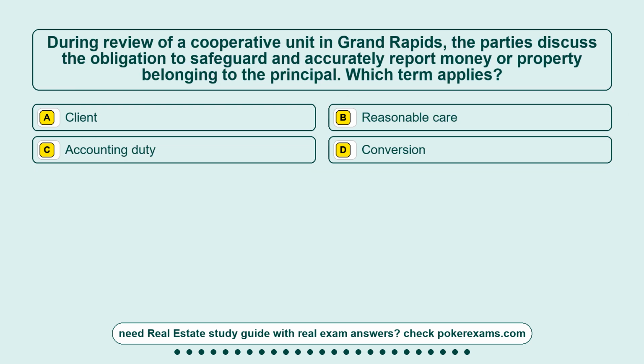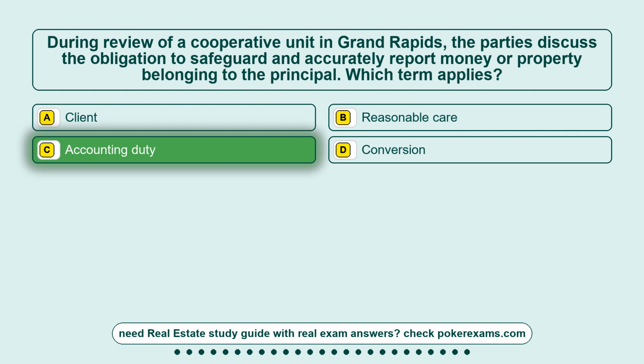Question 11. During review of a cooperative unit in Grand Rapids, the parties discussed the obligation to safeguard and accurately report money or property belonging to the principal. Which term applies? Option A, client. Option B, reasonable care. Option C, accounting duty. Option D, conversion. The correct answer is option C, accounting duty.